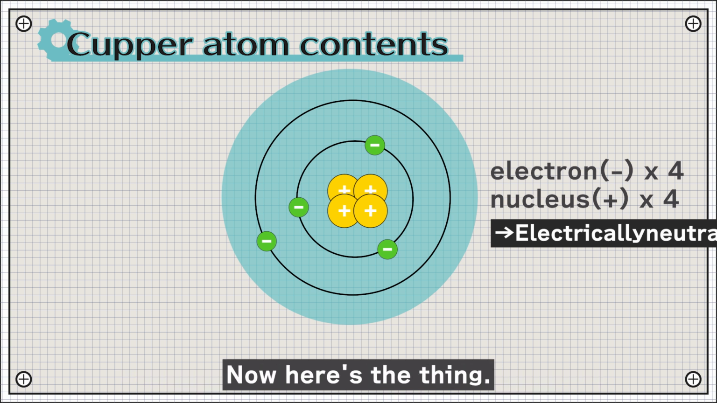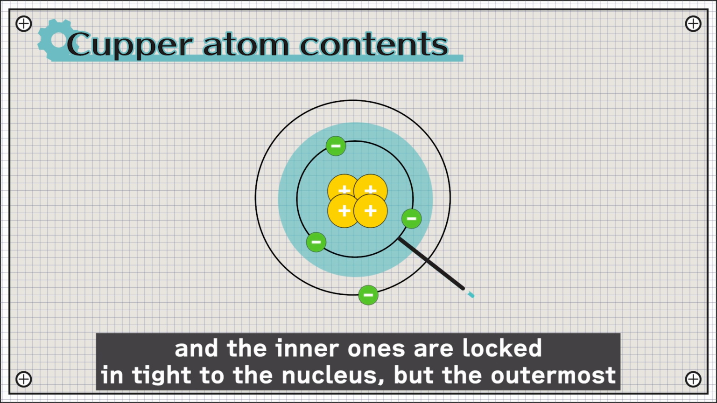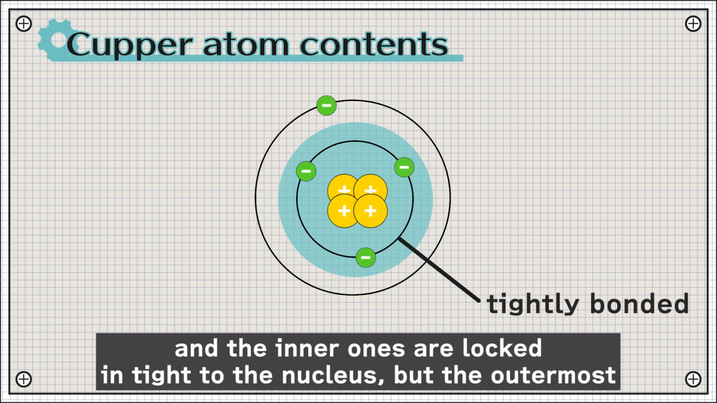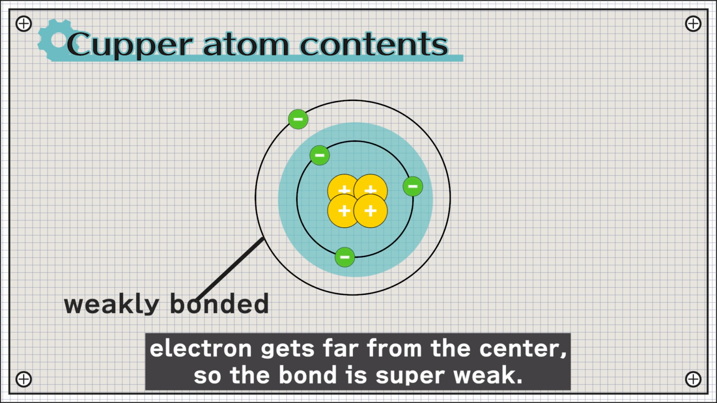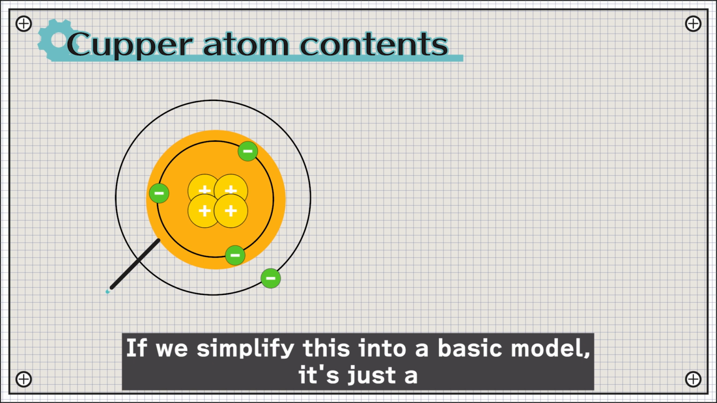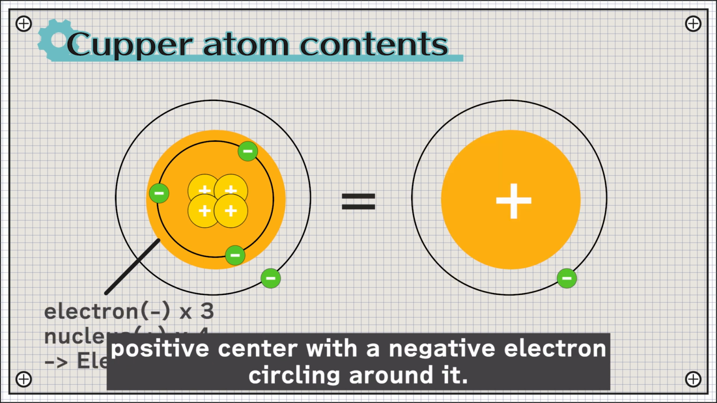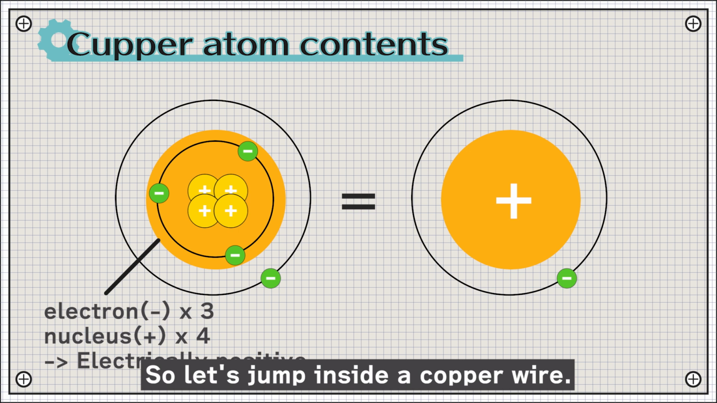Now here's the thing. Electrons orbit in multiple layers, and the inner ones are locked in tight to the nucleus. But the outermost electron? It's far from the center, so the bond is super weak. If we simplify this into a basic model, it's just a positive center with a negative electron circling around it. Easy. So let's jump inside a copper wire.